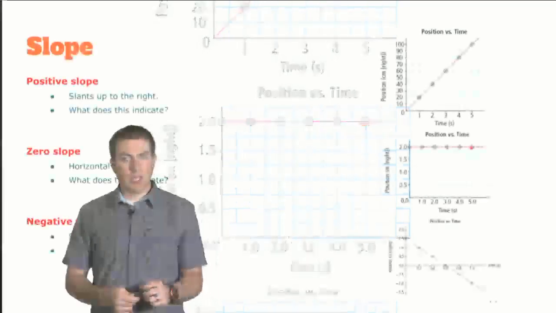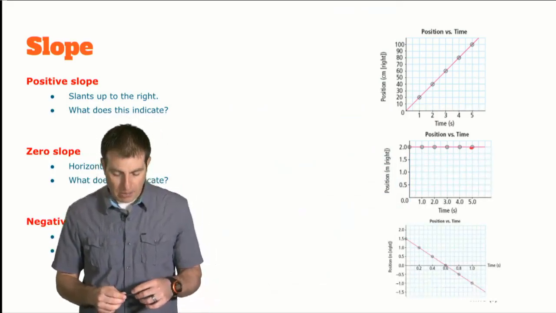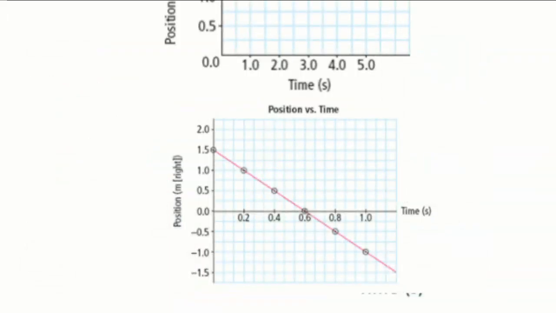The negative slope, the last picture here, and Abby kind of alluded to this before, we've done positive slope up and to the right, we've done horizontal line, now negative slope. What's going on? If you had to describe this to somebody, what would you say the object was doing? So think about it like we've done the last two.